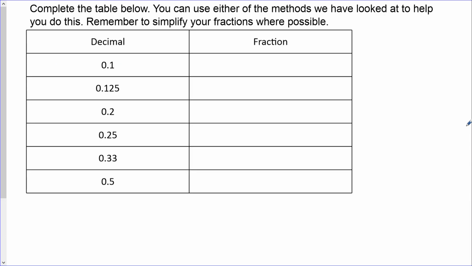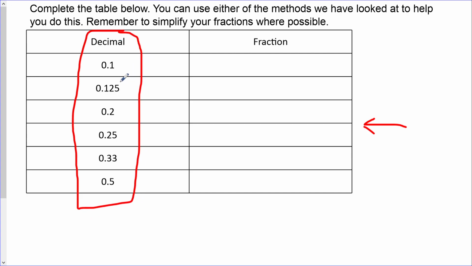Now, the last thing you're going to do before you go into your worksheet is this. I want you to try to draw this table into your maths books, and I want you to fill in the missing fractions. Now, you can use any method that we've looked at today. You might want to label your place value columns. You might want to then simplify, but these are the decimals that you need to know off by heart by the end of year 6. You need to know the equivalent fraction to each of these decimals. So I want you to pause the video here and complete this table, please.